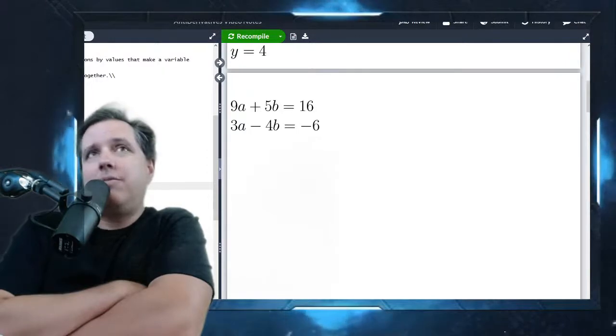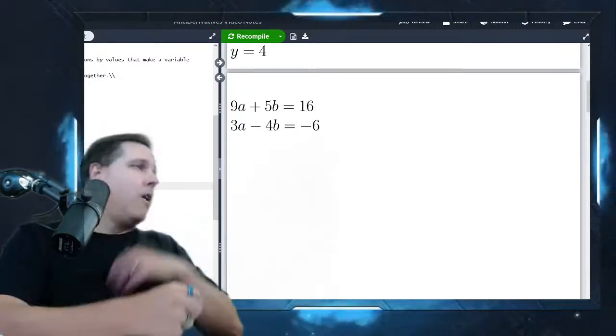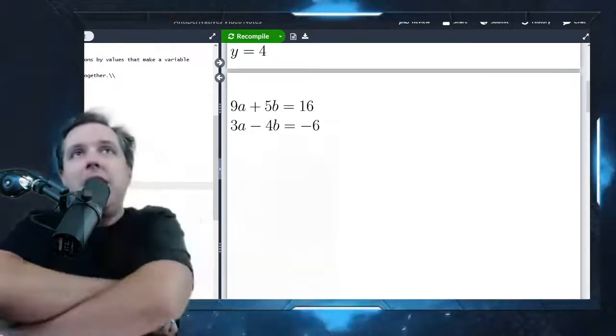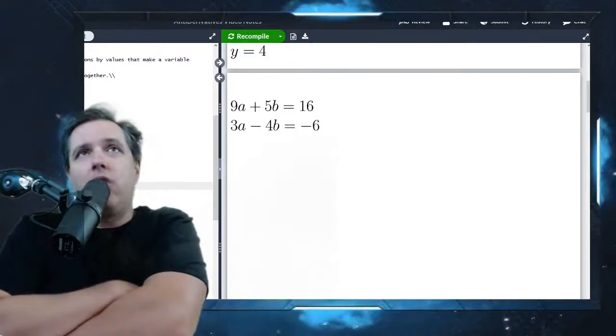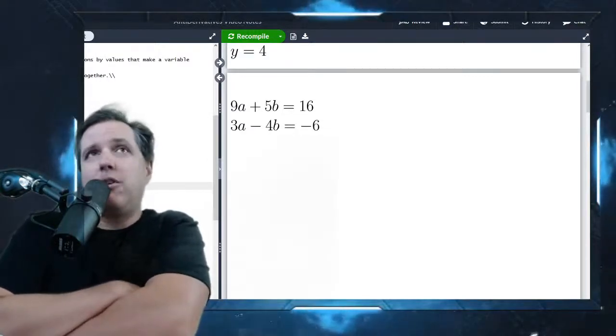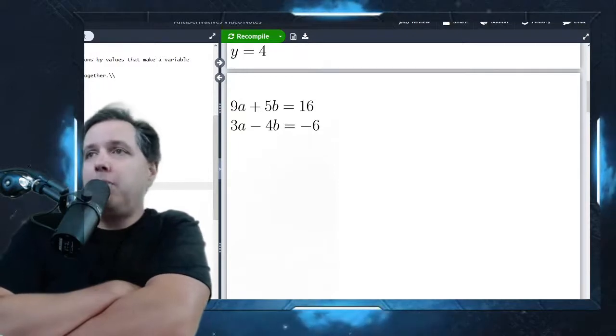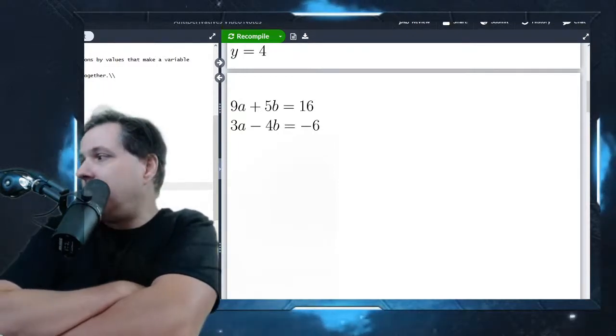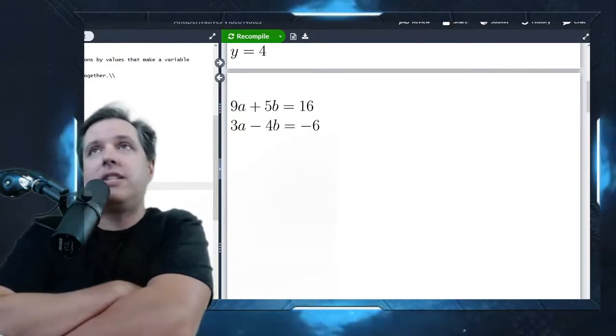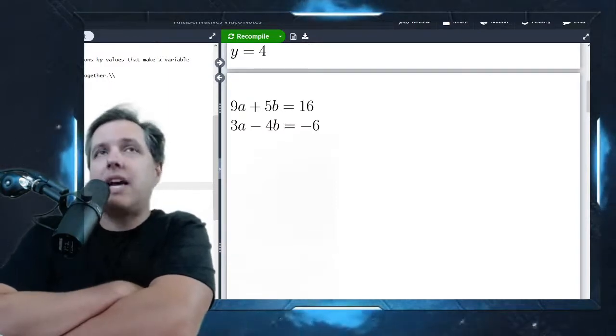Some people might argue that eliminating the A variable would be a little bit less work, which it would be slightly less work. I'm going to eliminate the B variable so that you can actually see the worst case scenario, so that you can see, oh, that's how we do it in that case. Okay.